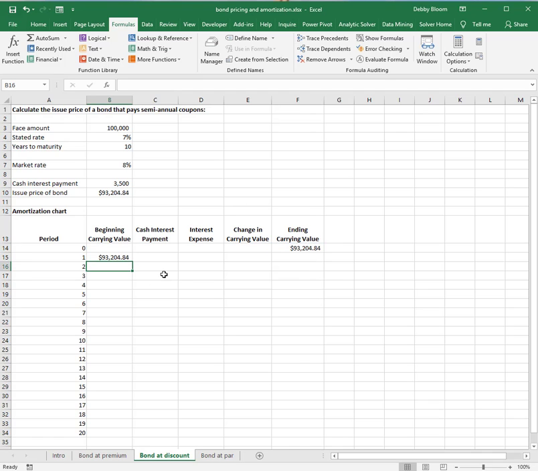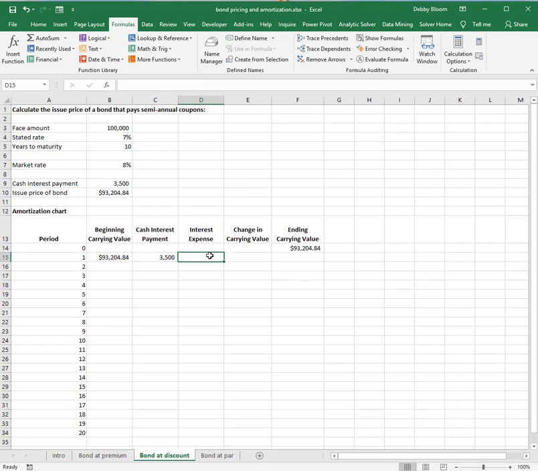Now we've already calculated our cash interest payment. It's $3,500. I could type the $3,500 in this cell, or I could do the calculation, but I've already done the calculation. So I'm going to type equals and then click on cell B9, which has the cash interest payment calculation, and then hit my F4 key on my keyboard to turn that into an absolute cell reference. So when I copy that down column C, it will always point to the $3,500 as the cash interest payment.